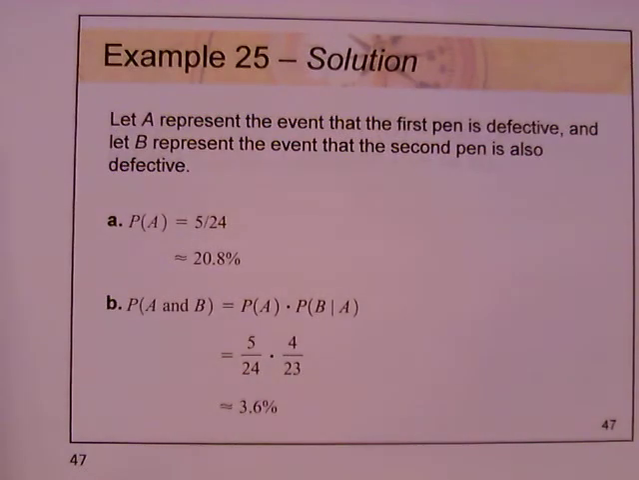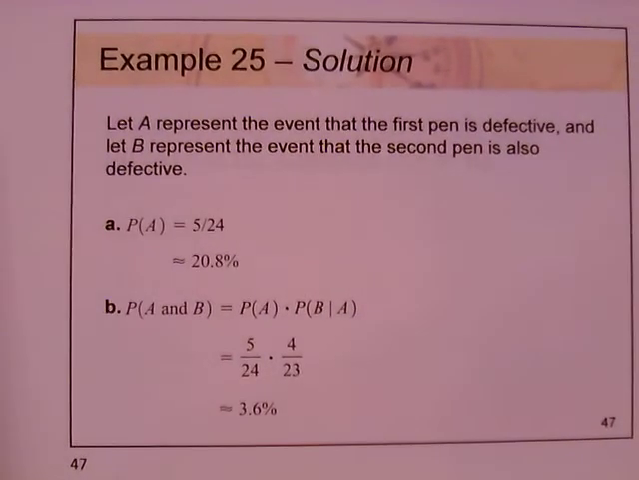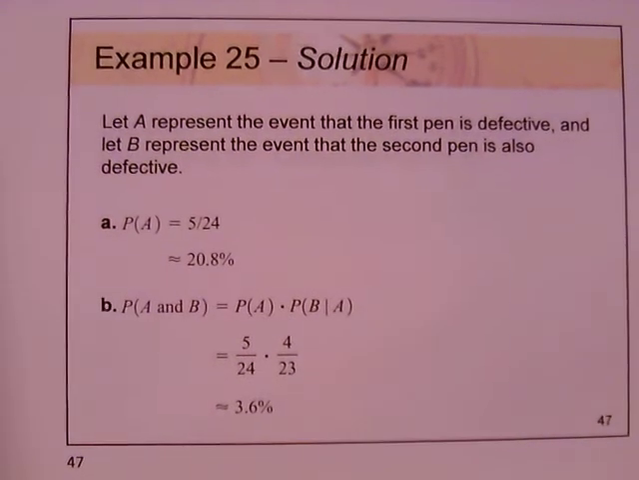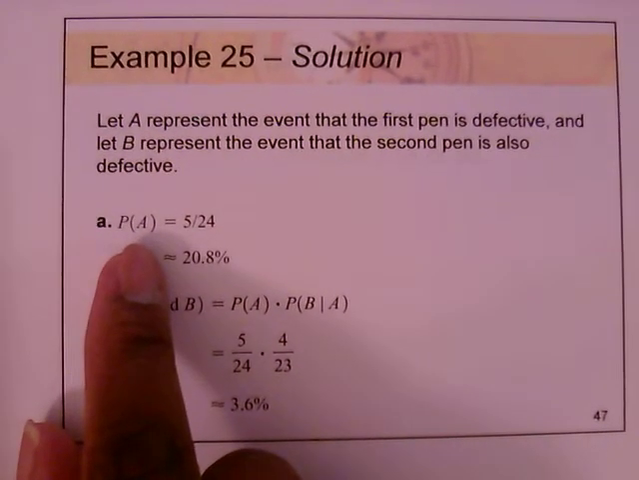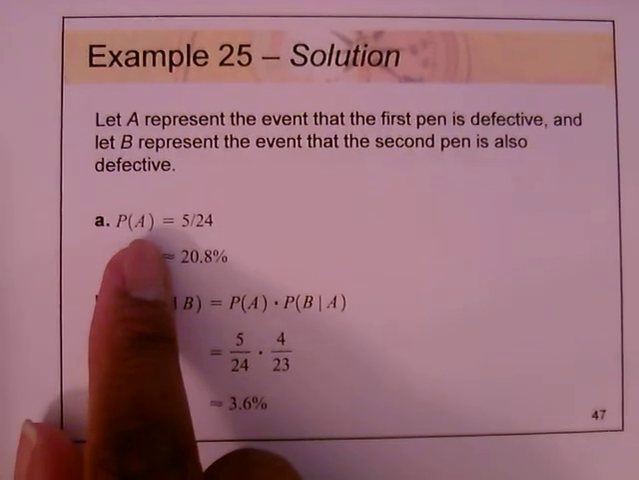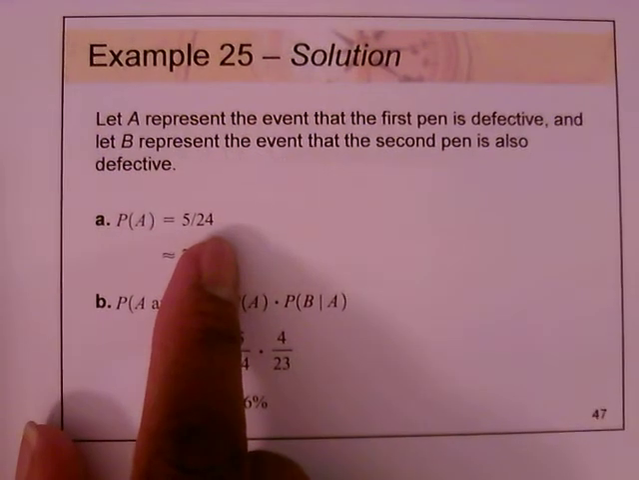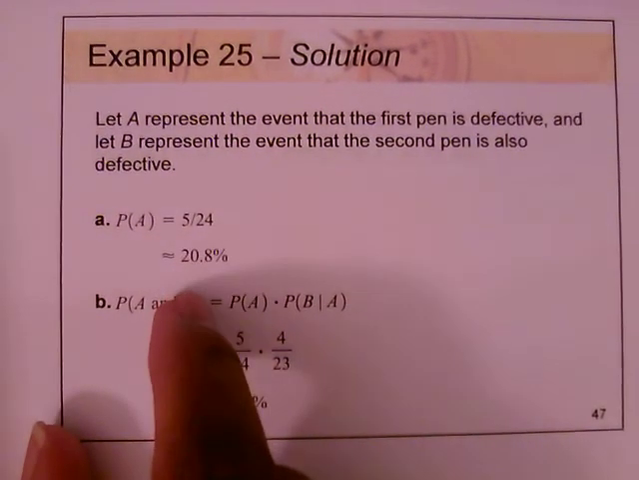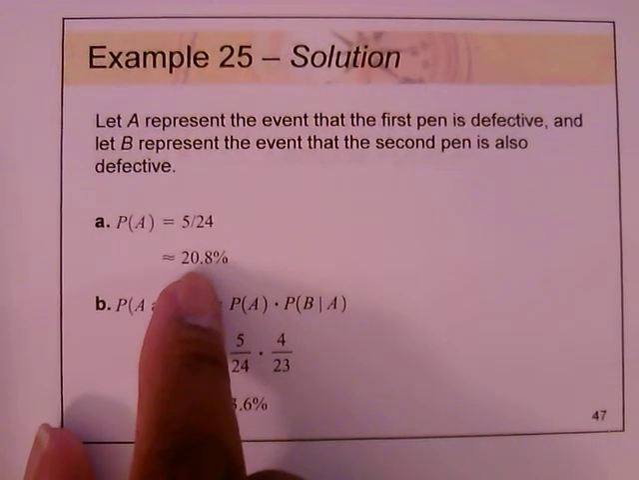In part A, he's randomly selecting one pen, so we're finding the probability of selecting a defective pen. Here we let A represent the event that the first pen is defective, and B represents the event that the second pen is also defective. So in part A, the probability that the first pen is defective is just going to be 5 out of 24, because there are 5 defective pens out of 24 pens in the container. Or as a percent, 5 divided by 24 times 100 is 20.8%.